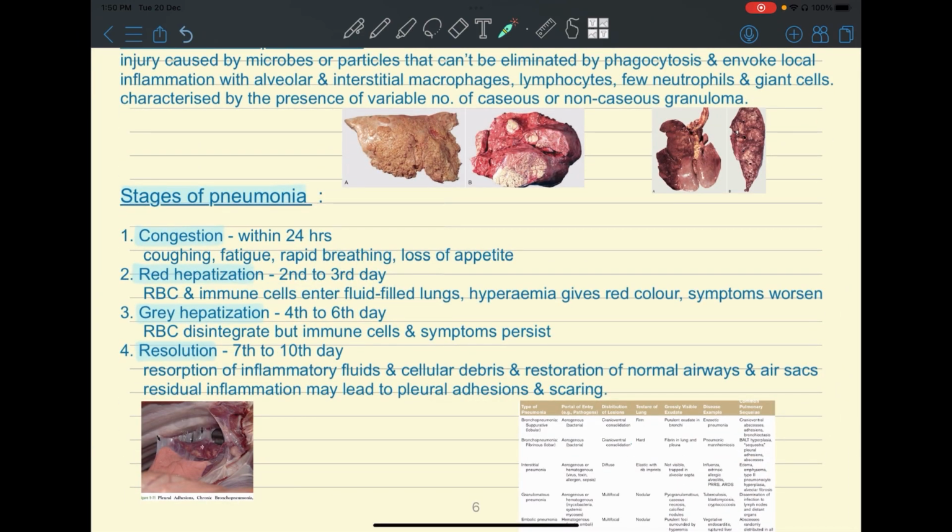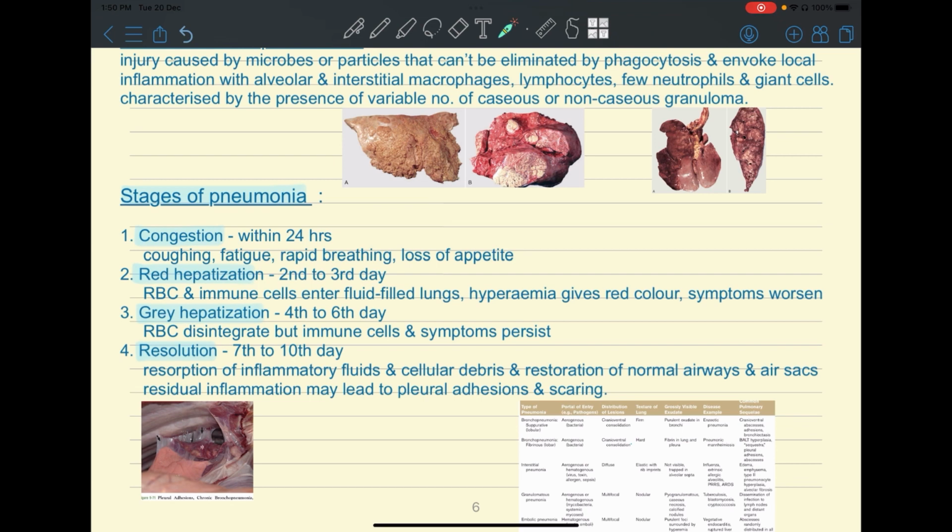Now let us talk about the stages of pneumonia. This is also very commonly asked. So there are 4 stages of pneumonia. First, congestion. Second, red hepatization. Third, gray hepatization. Fourth, resolution. So congestion occurs within the first 24 hours, and the common symptoms associated with pneumonia like coughing, fatigue, rapid breathing, loss of appetite, and respiratory distress, all these signs are associated with congestion.